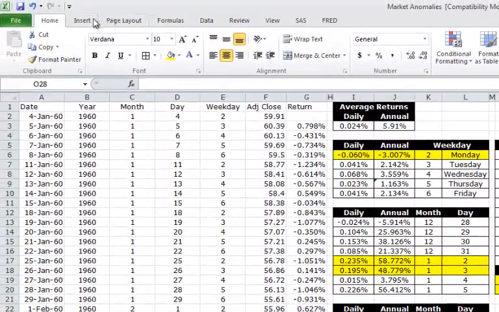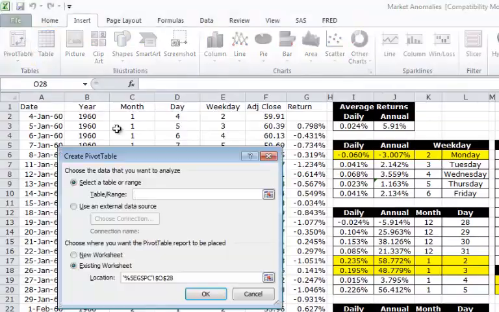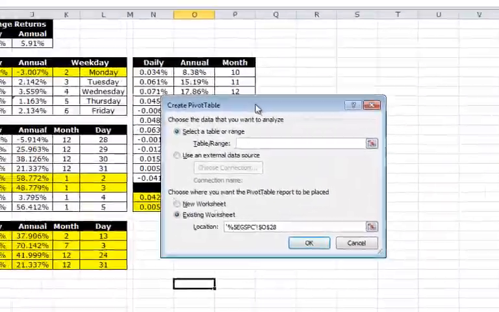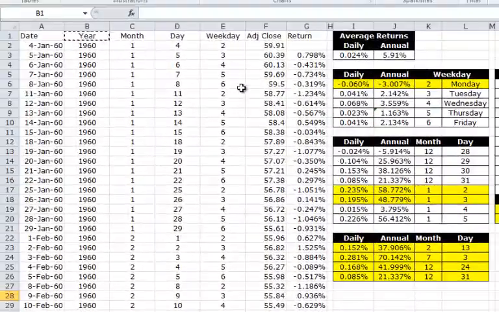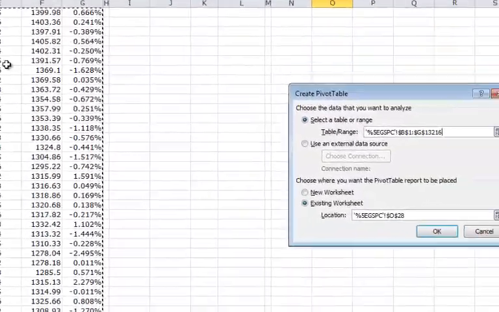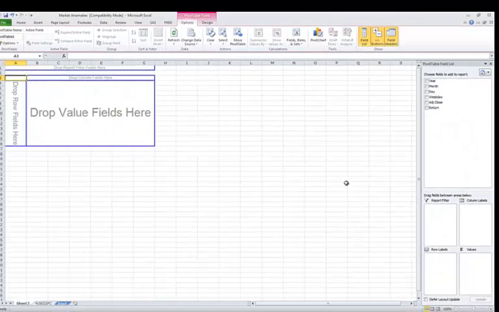What we're going to do is insert a pivot table. So go to pivot table and then select your data range. And what we're going to do is select all of this data right up here, starting with year all the way down to the bottom, and we're going to put this on a new worksheet. And what I'm going to show you is the holiday effect.